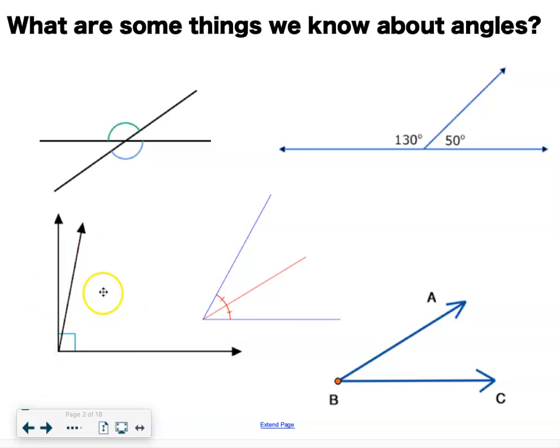What about this picture? 90 degrees. Complementary. And then what about this one? It's bisecting. Okay. So, essentially, we just went over all the reasons that you can use in a proof for angles. You already know these things. We're just going to give them fancy names now, okay? But you already know all of these properties of angles.